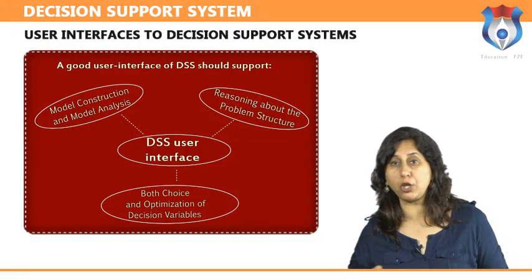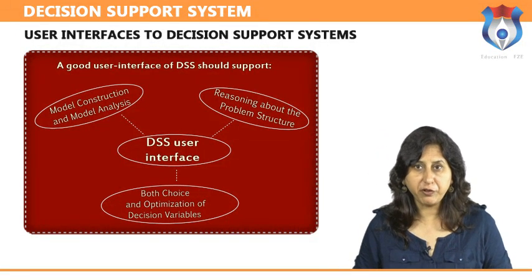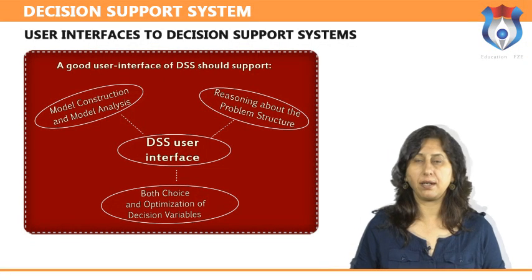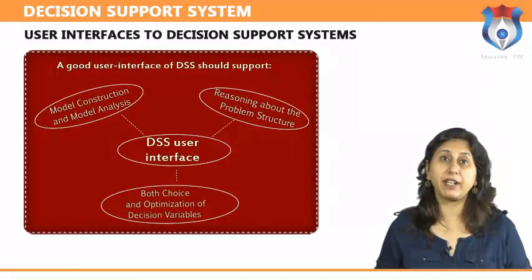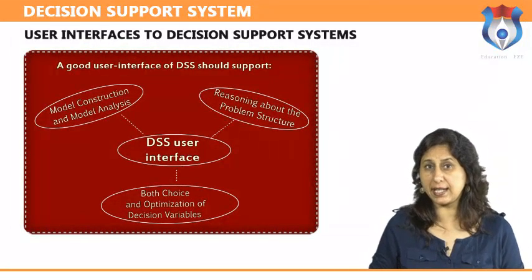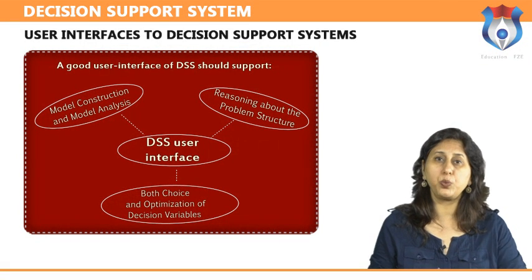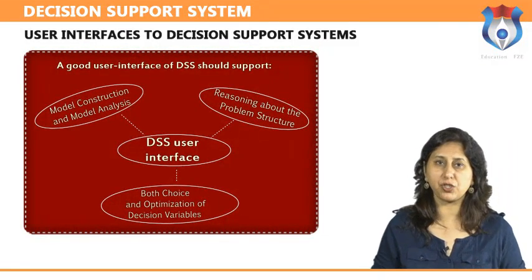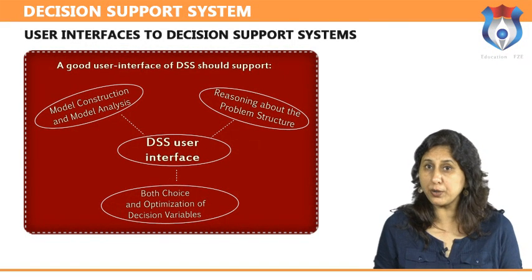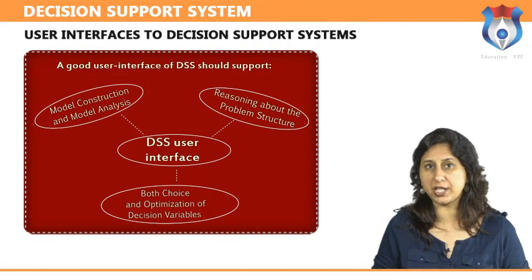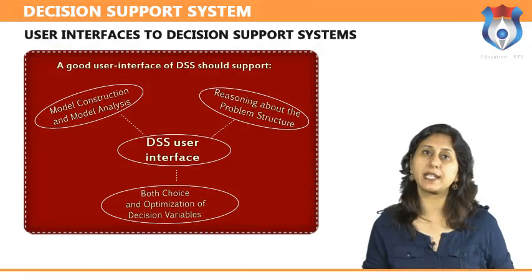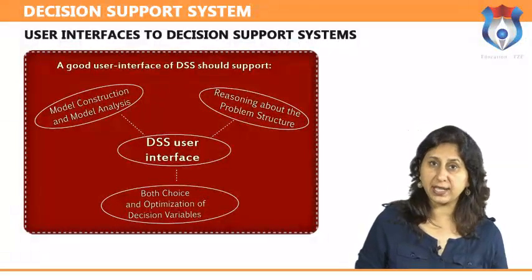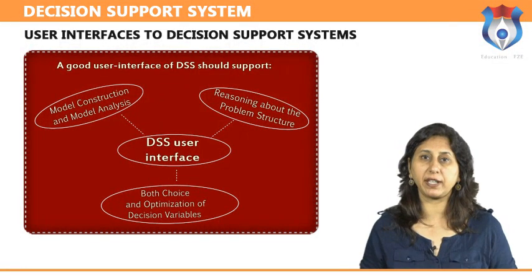Support for both choice and optimization of decision variables. Many DSSs have an inflexible structure in the sense that the variables that will be manipulated are determined at the model building stage. This is not very suitable for planning of the strategic type when the object of the decision-making process is identifying both the objectives and the methods of achieving them.